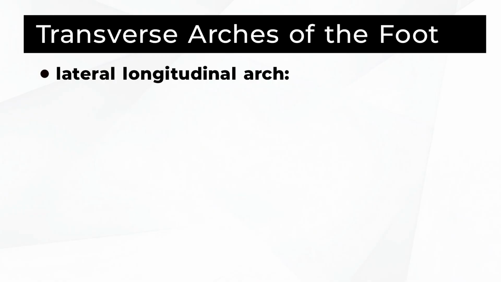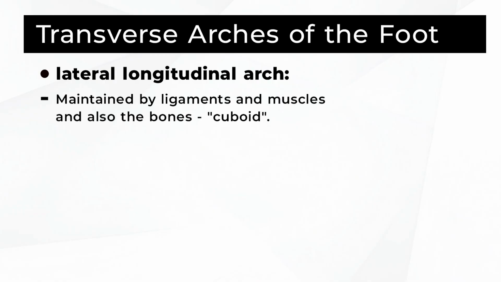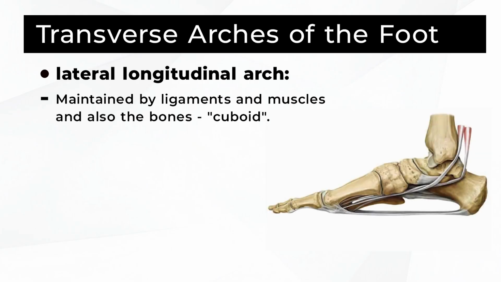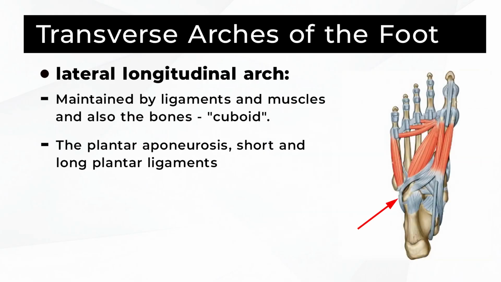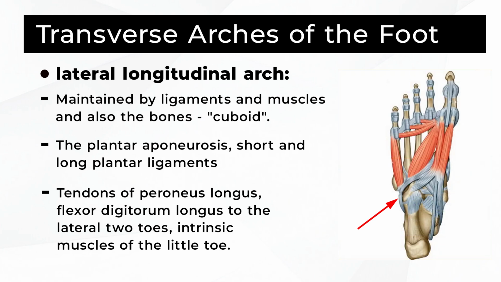The lateral longitudinal arch is supported by the ligaments and the muscles in addition to the shape of the bones, especially the wedge-shaped cuboid. The plantar aponeurosis and the short and the long plantar ligaments constitute the main ligamentous supports. The muscle supports are offered by the tendons of the peroneus longus, which crosses the sole from the lateral to the medial, the digitorum longus to the lateral two toes, and the intrinsic muscles of the little toe.